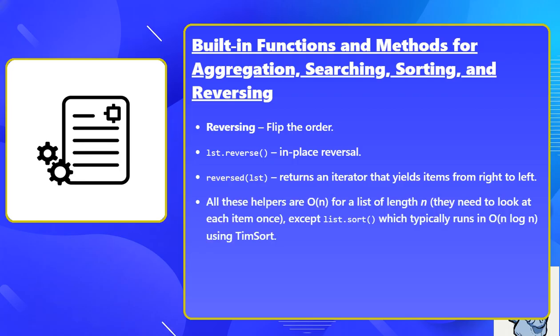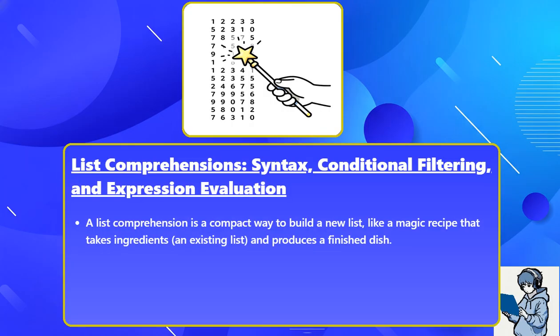All these helpers are O(n) for a list of length n. They need to look at each item once, except list.sort, which typically runs in O(n log n) using timsort. A list comprehension is a compact way to build a new list, like a magic recipe that takes ingredients, an existing list, and produces a finished dish.